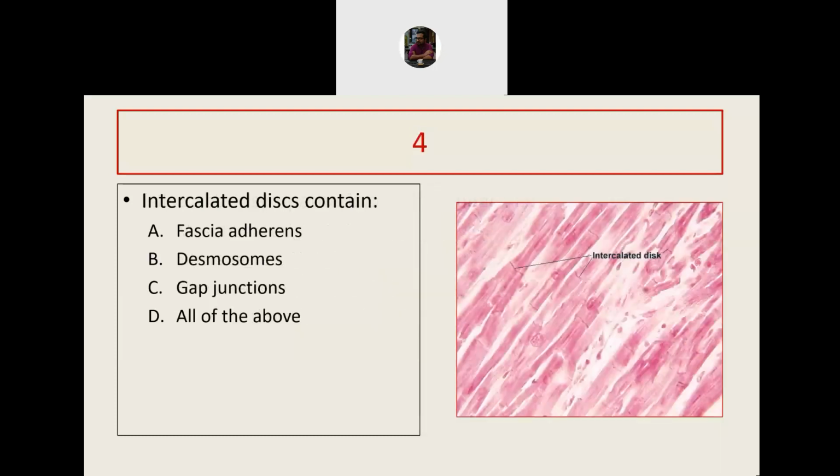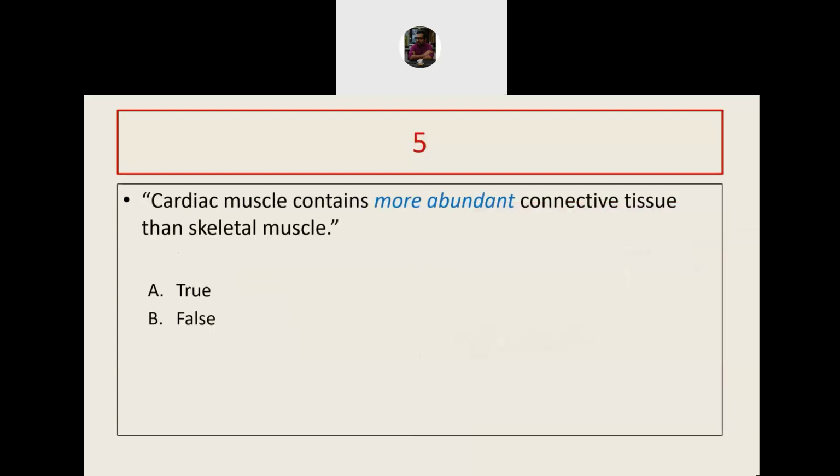Question number 4. Intercalated discs contain... Great. The answer is D, all of the above. So coming to question number 5, is this statement true or false? Now I did not discuss this, so I will now discuss this.